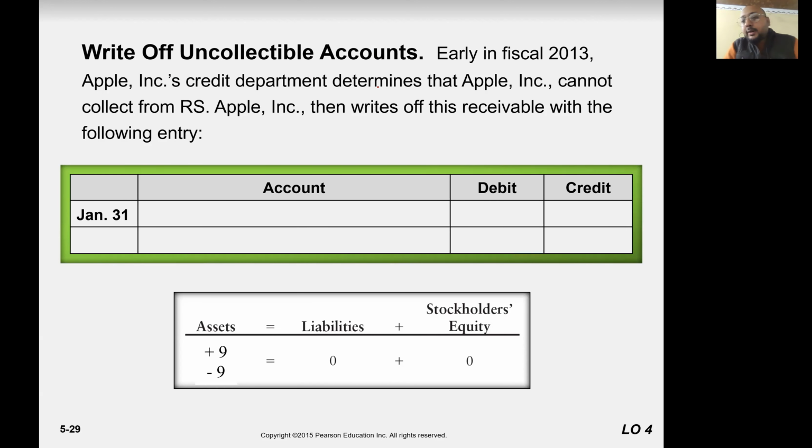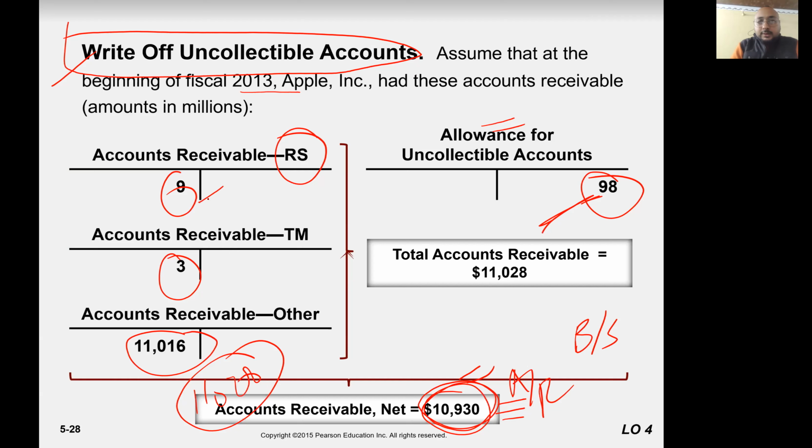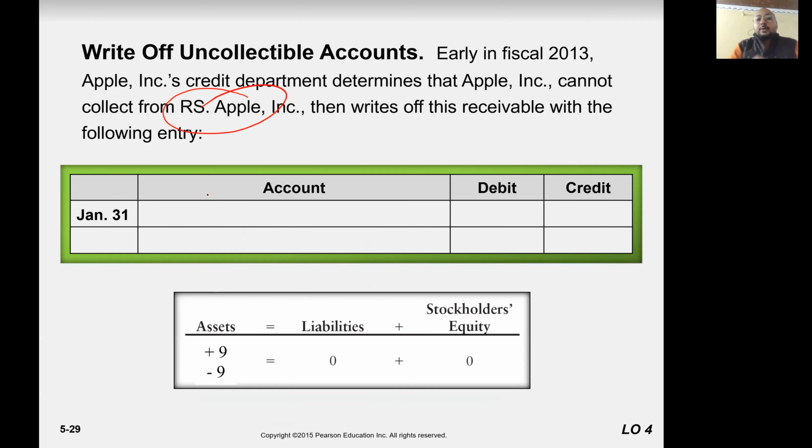So now, early in fiscal 2013, Apple credit department determines that Apple cannot collect from RS. So what is the amount in RS? 9 million. So 9 million is not going to be received. All right. So what will happen? If 9 million is not going to be received, the account receivable of 9 million is not going to be received. So it means your asset decreases 9 million.